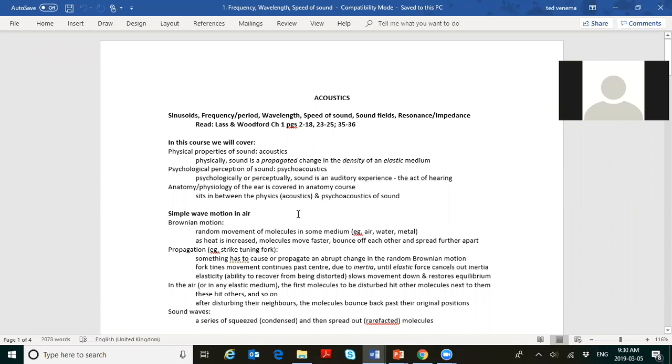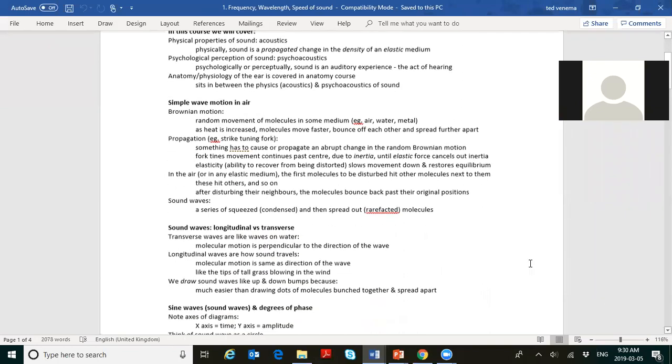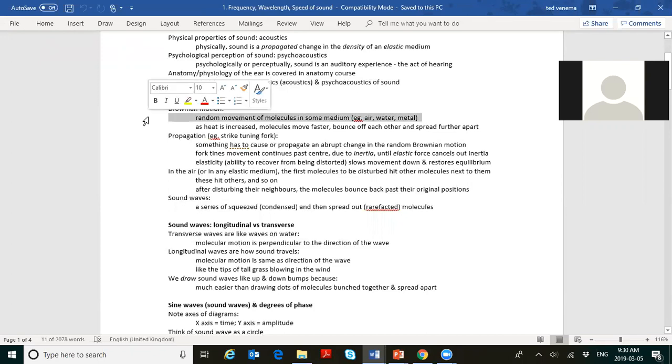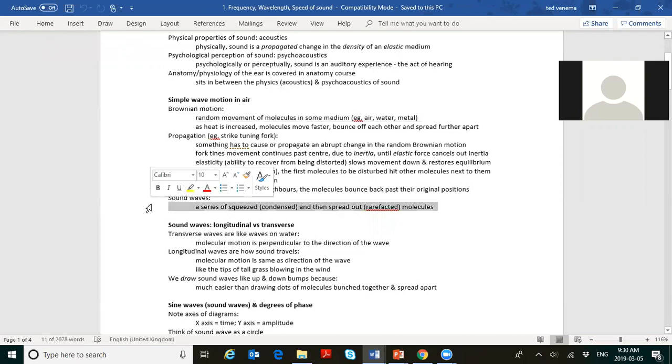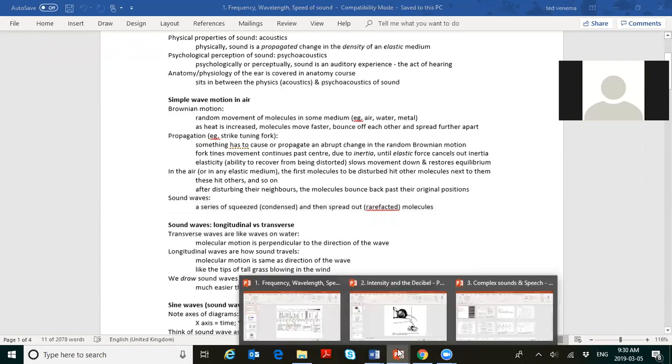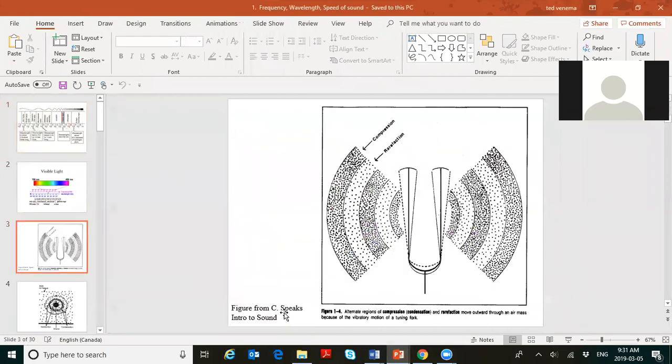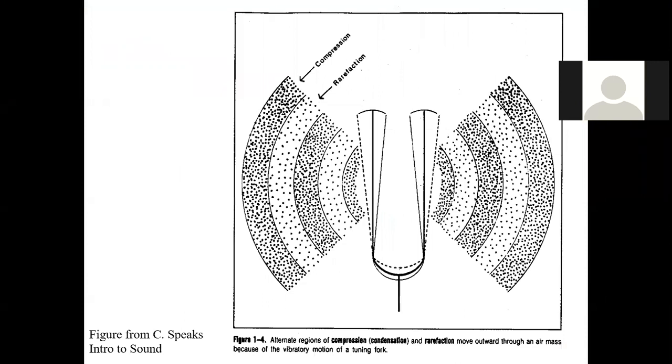Okay? So in unit 1, basically, you should know that molecules moving around in the air without any sound, just random movement of molecules, is called Brownian motion. Then sound waves. Put a star by this one here. They're simply a series of squeezed and separated molecules. So when we go to the PowerPoint on unit number 1, and we see this particular slide here, these are condensations and rarefactions of molecules made by striking a tuning fork.